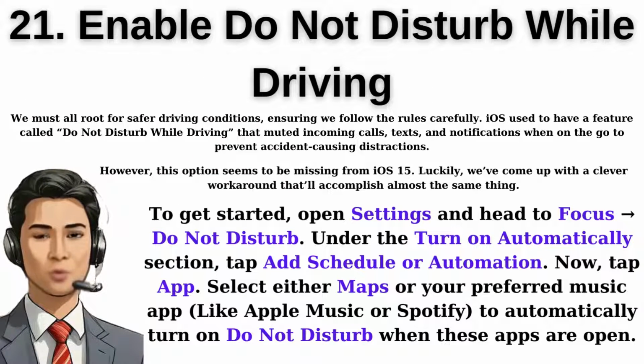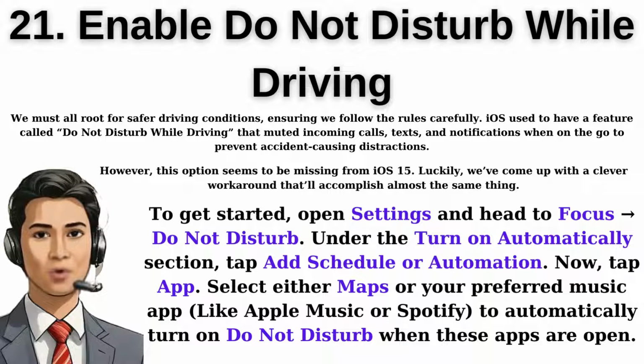21. Enable Do Not Disturb while driving. We must all root for safer driving conditions, ensuring we follow the rules carefully. iOS used to have a feature called Do Not Disturb while driving that muted incoming calls, texts, and notifications when on the go to prevent accident-causing distractions. However, this option seems to be missing from iOS 15. Luckily, we've come up with a clever workaround that'll accomplish almost the same thing.